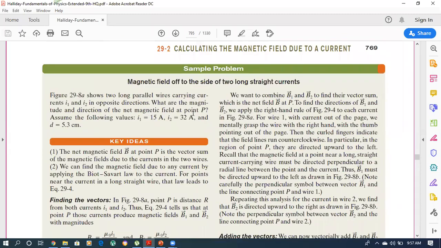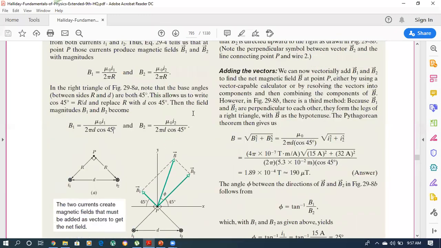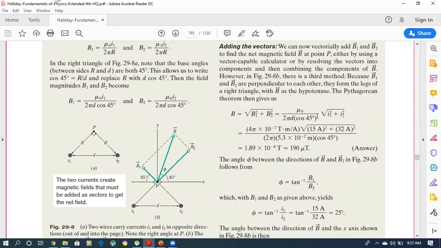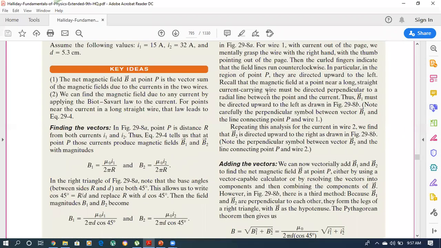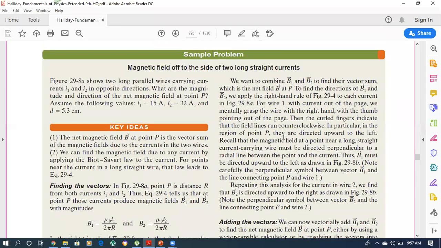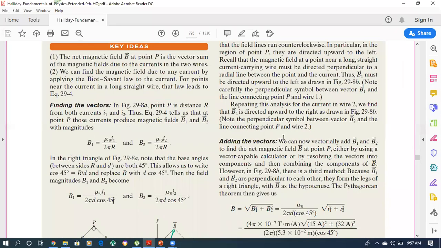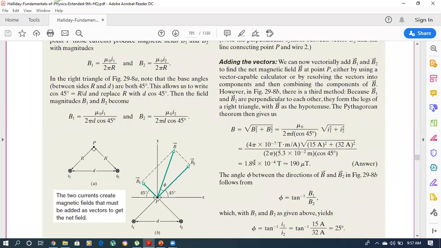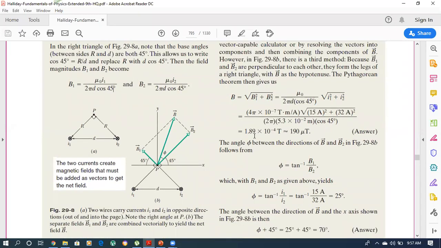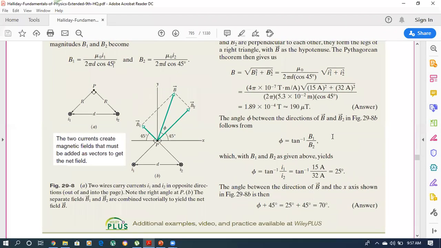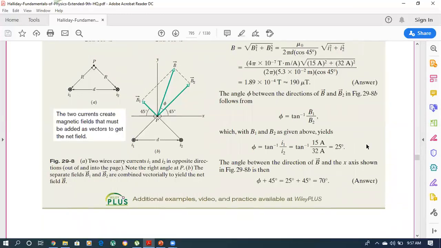Now we can put the values of B1 and B2 in this equation and get the magnitude of the magnetic field. You will have to study this statement; the explanation is given and I have described it. The magnitude will be calculated, and it is 190 microtesla. In order to find the direction, use B1 over B2, a simple formula, and you can find the net direction of the magnetic field.